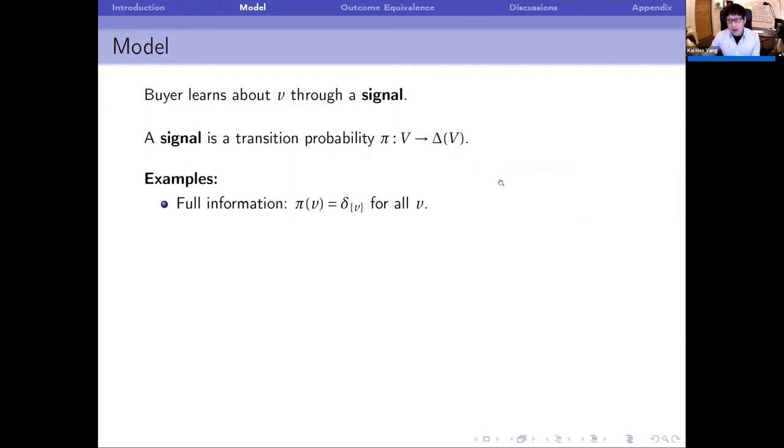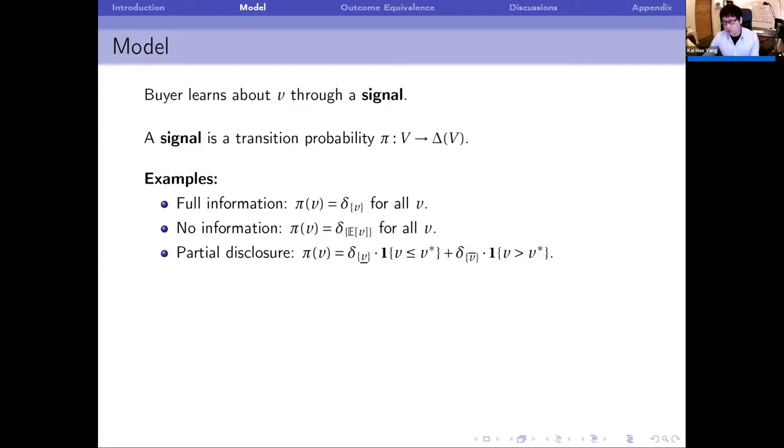Some examples: we can have full information, fully revealing the buyer's true value to the buyer, so that for every V, pi of V is a Dirac measure that puts probability one on V. Or we can have a signal that's not informative at all, so pi of V is a Dirac measure that puts probability one on the expected value of V for all V. Or we can have partial disclosure, so that for any V, if V is below a threshold V star, pi of V is a Dirac measure that puts probability one on V lower bar. If V is above the threshold V star, then pi is a Dirac measure that puts probability one on another value, V upper bar. Okay, and these are just examples. I'm allowing for all kinds of possible signals, which is the transition probability of this form.